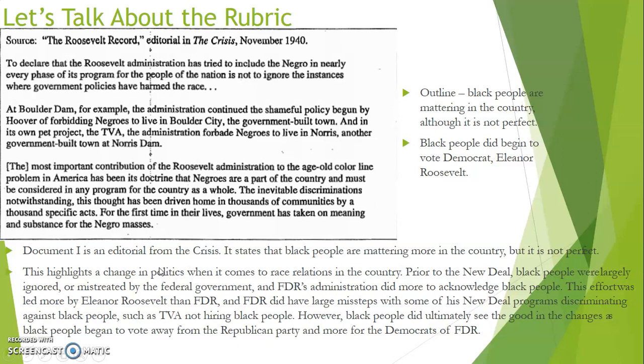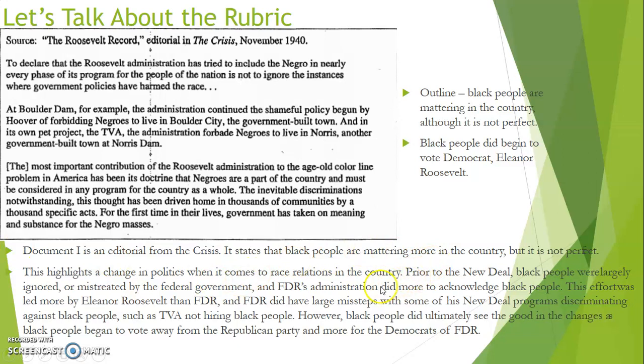So my intro and summary are at the top. This is an editorial from The Crisis. It states that black people are mattering more in the country, but it's not perfect. This highlights a change. And by the way, I would always start out my analysis by kind of reverberating the prompt. I'm explaining the change in the government. So I'm going to start out my analysis by stating this changes the government by: this highlights a change in politics when it comes to race relations in the country.